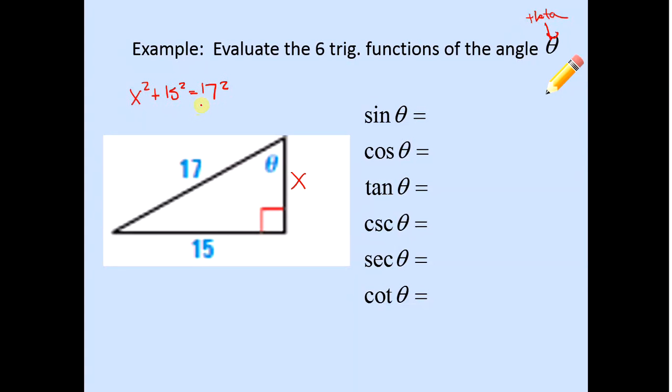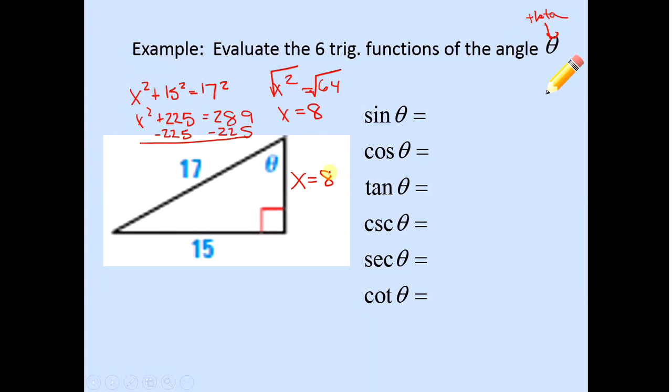Well, I know 15 squared is 225, and 17 squared is 289. Okay? So then I'll subtract 225. I'll get x squared equals 64. Square root both sides. So I get x equals 8. So I know I have a side length of 8 on that side.